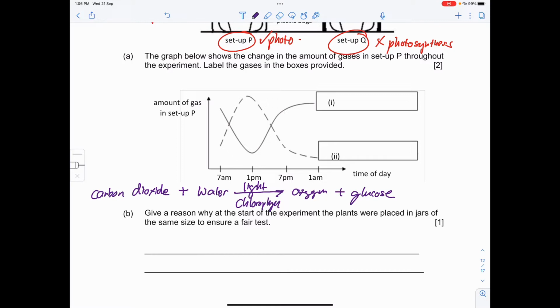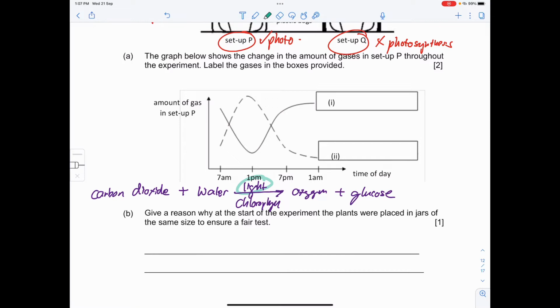So ask yourself, which of these variables that could affect the plant's rate of photosynthesis changes throughout the day? And your answer would be actually light. Right? Because at 7 a.m., your light is actually the lowest. And then around 1 p.m., your light should be the highest. And then after that, at 1 a.m., it should be the lowest again. Right? It's in the middle of the night because it's the open field.